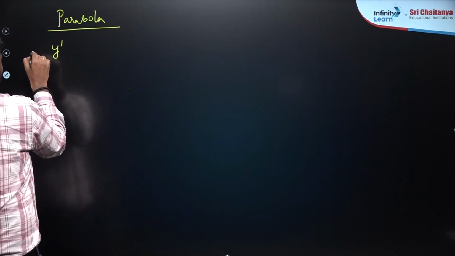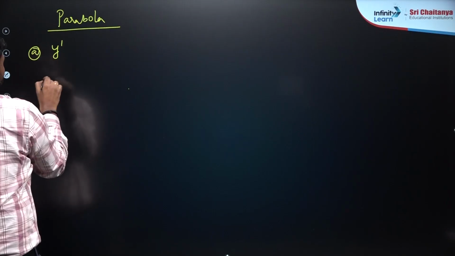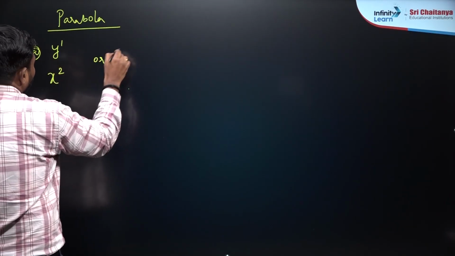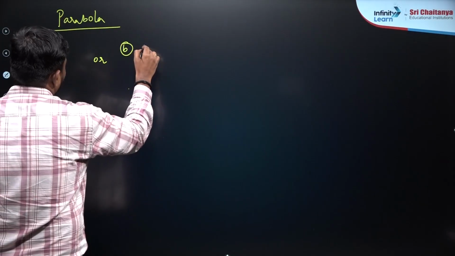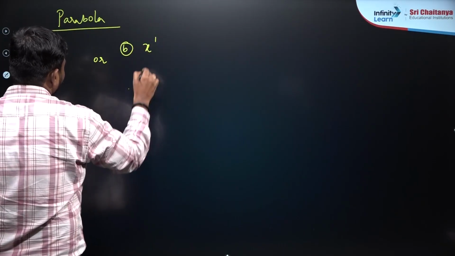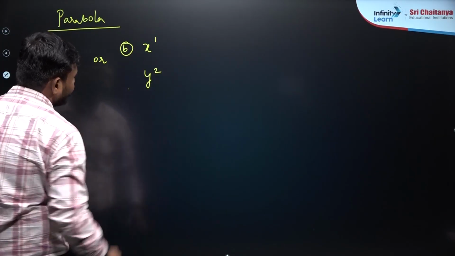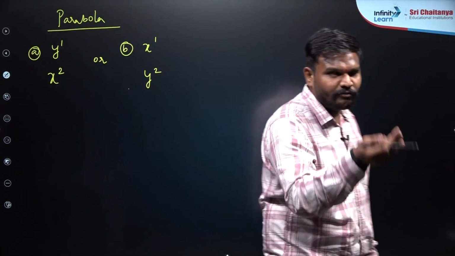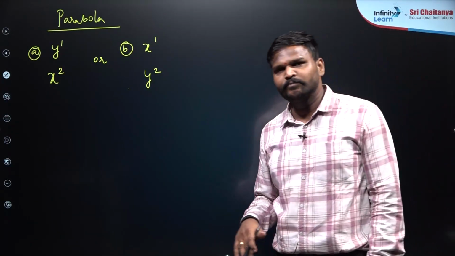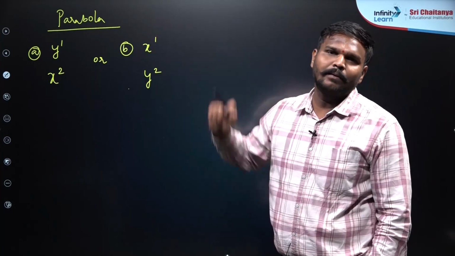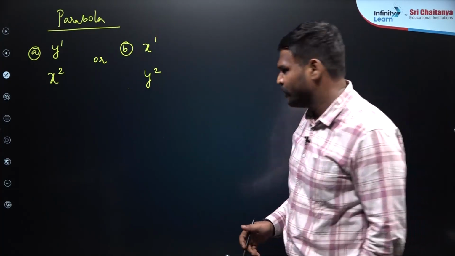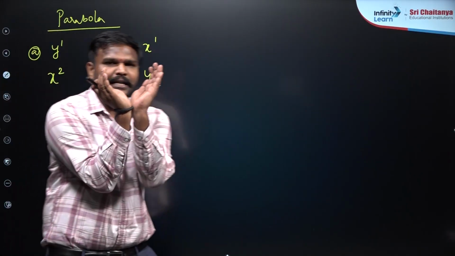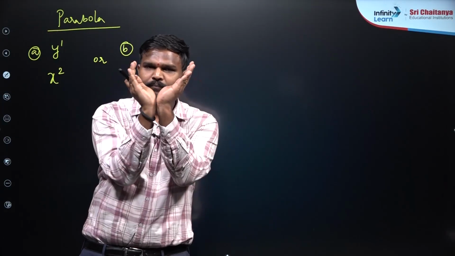If y power is 1, then x power should be 2, or if x power is 1, y power should be 2. Either x proportional to y square or y proportional to x square, then the shape will become a parabola. Parabola is basically like a cup shaped, U shaped.